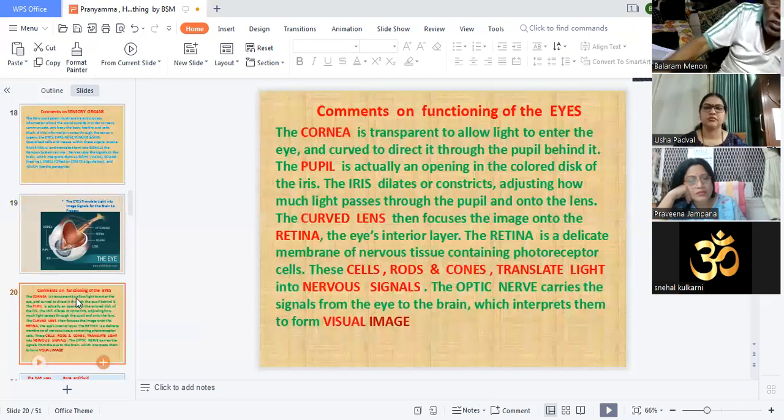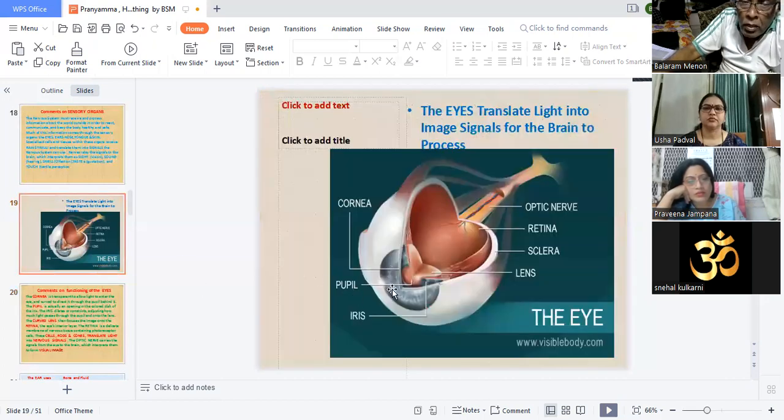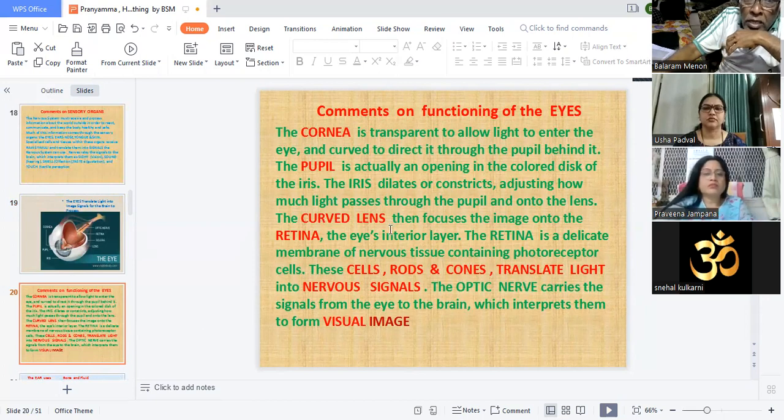The cornea is transparent to allow the light to enter the eye and curves it to direct it to the pupil behind it. The pupil is actually an opening in the colored disc of the iris. The iris dilates and constricts, adjusting how much light passes through the pupil onto the lens. The curved lens then focuses the image onto the retina, the eye's interior layer.